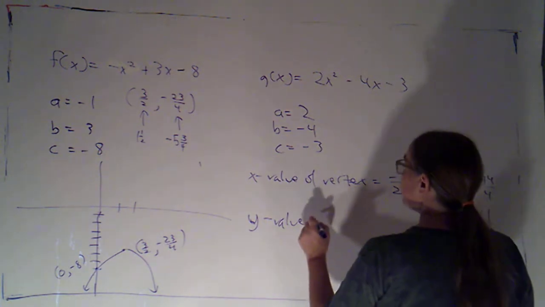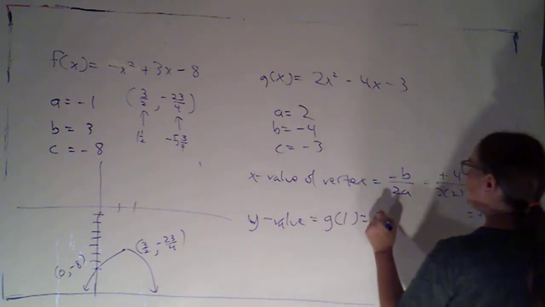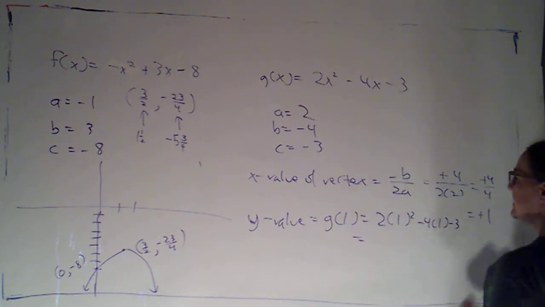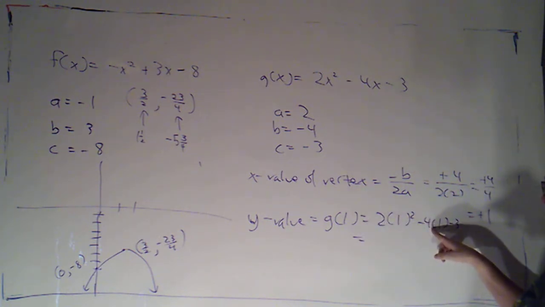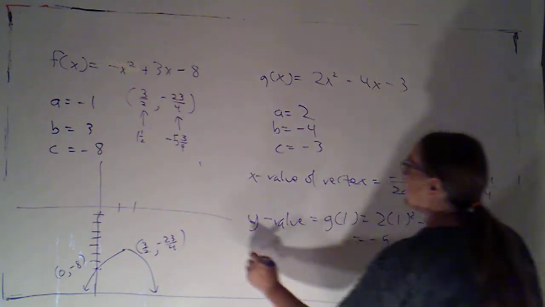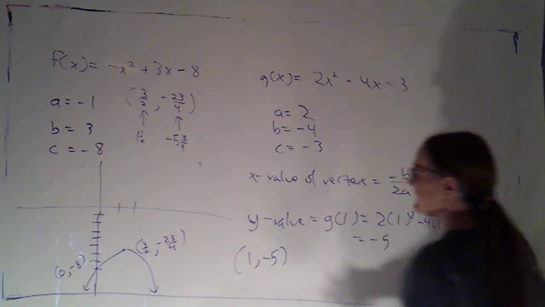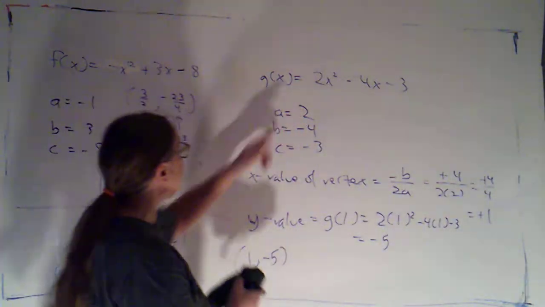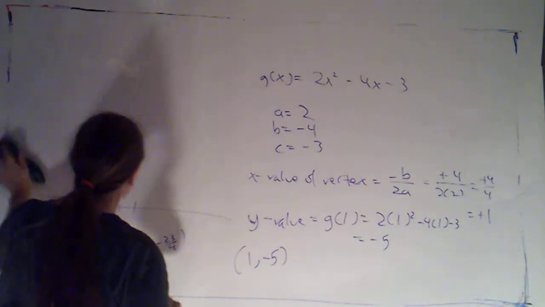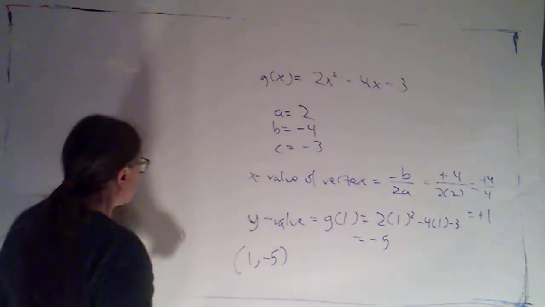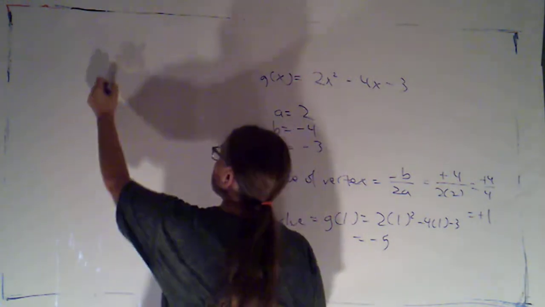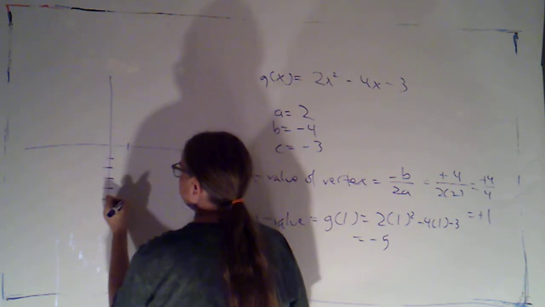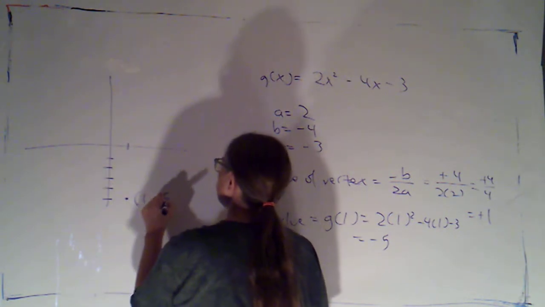So the y value of the vertex is just g of 1. That's 2 times 1 squared minus 4 times 1 minus 3. 2 minus 4 is negative 2, minus 3 is negative 5. So we're at 1, negative 5. Now this time, my a was positive, so I know that we're opening up. So if my vertex is below the x-axis, but we're opening up, we're going to have x-intercepts. So there's my vertex at 1, negative 5.